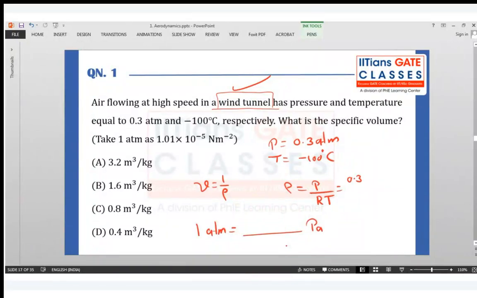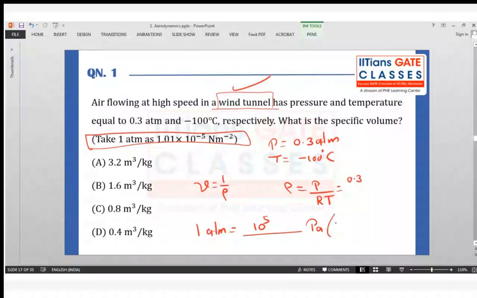Can somebody answer this? Sir, 10 to the power 5. Anil, you are wrong, please re-verify that. Anand, what are you saying? 10 to the power 5, sir. Do you see the value given here? Yes, sir. It's given as 10 to the minus 5.